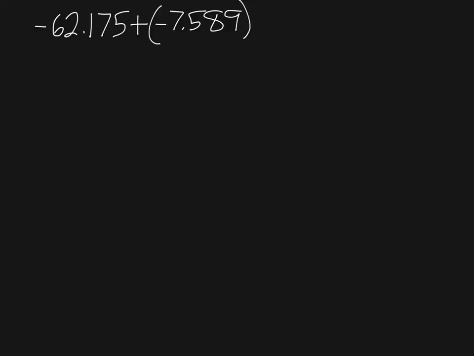All right, let's try another addition problem here. So here I have negative 62.175 plus negative 7.589. So here I have two negatives. I'm adding them together. There's no positives. There's going to be no cancellation. So I know my answer is negative.